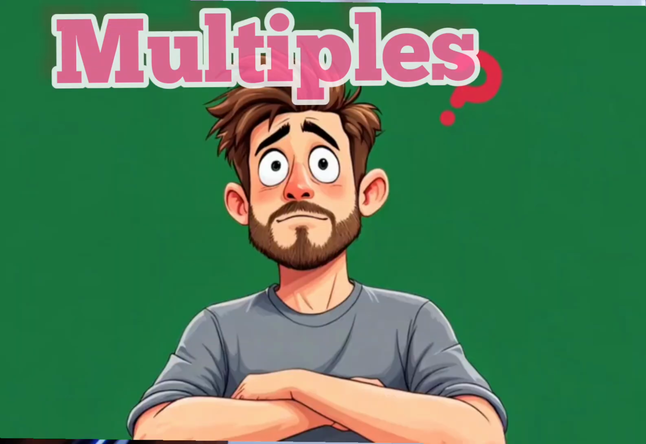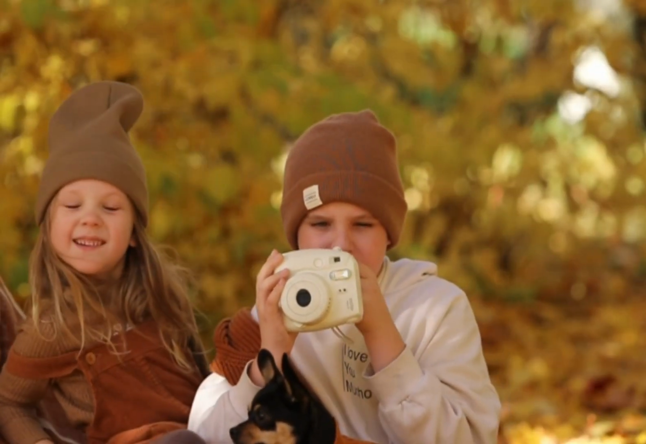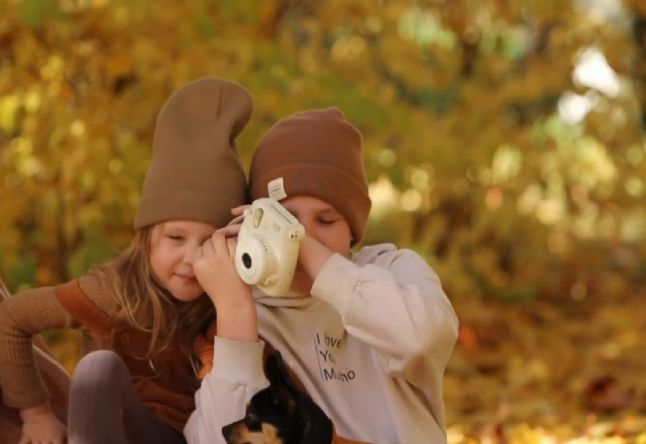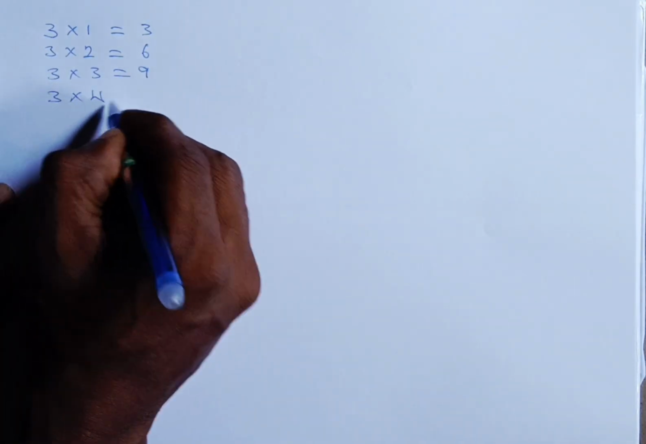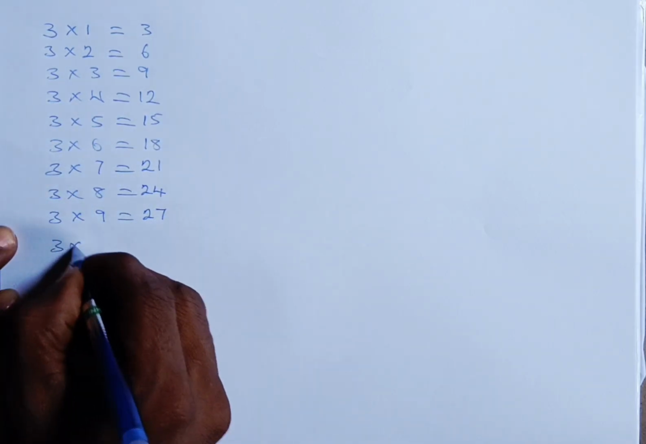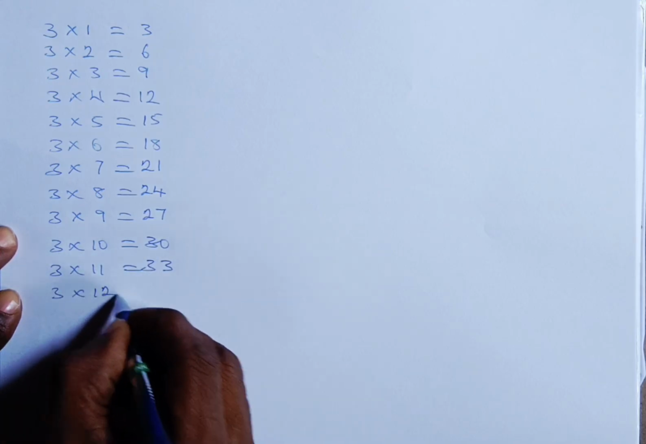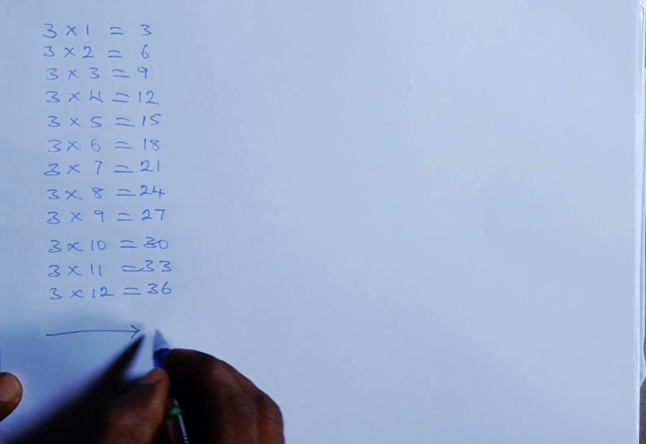What is a multiple? Think of a multiple like a number's many siblings. For instance, to find the multiples of 3, we just skip count by 3. It's basically just the 3 times table. Here we go. This goes all the way to infinity.